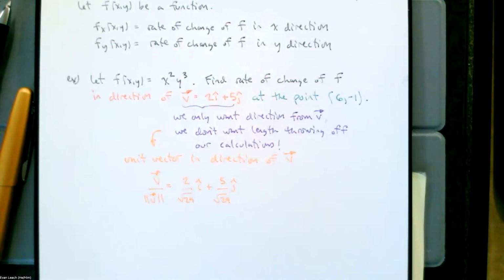Two over root 29i plus 5 over root 29j is pointed in the same direction as 2i plus 5j, but it has a length of 1. So if I include it in some kind of multiplication, I'm not going to have to divide out the length of this vector.